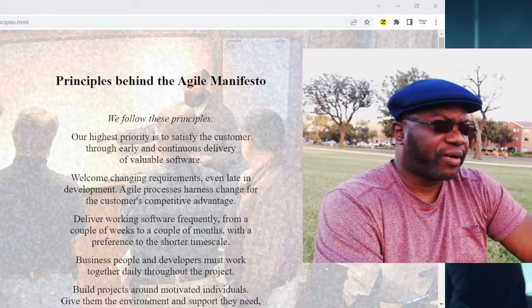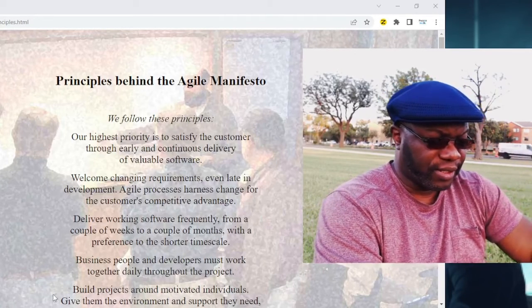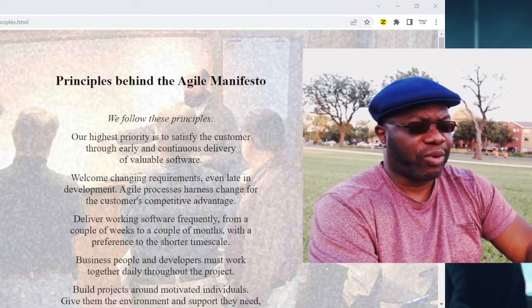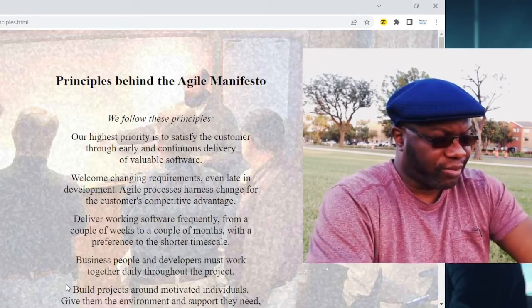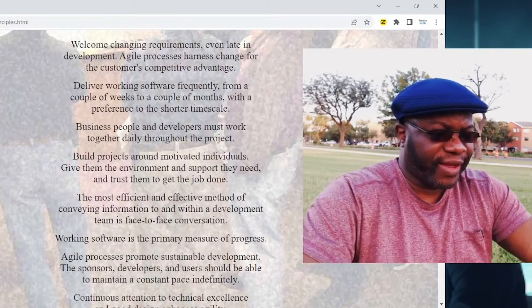So our highest priority is to satisfy the customer. How? Through early and continuous delivery of valuable products. The key word being valuable. It's not just throwing anything at the customer and saying, there you go, there you go. No, it has to be valuable. Number two, welcome changing requirements, even late in development.